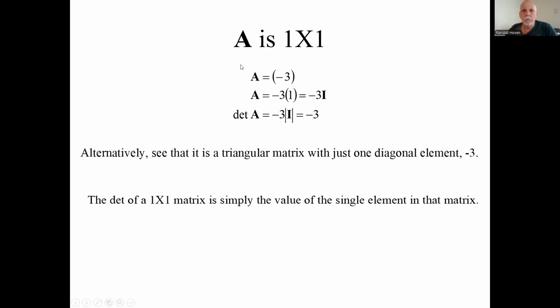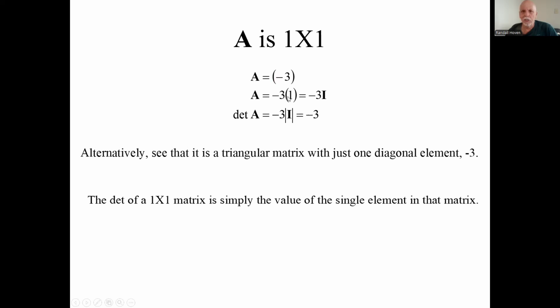Let's build up. Let's start with a 1 by 1. Say A is just a single element, minus 3. Two ways to look at it. One is I could pull out the minus 3 and I'm left with 1 in the matrix, and that's the identity matrix for 1 by 1. So A is just minus 3I. Well, the determinant of I is 1. So I get the determinant of this A is just minus 3, the element.